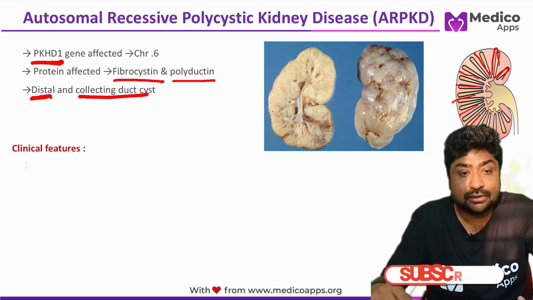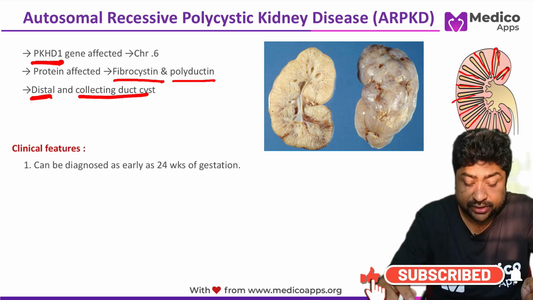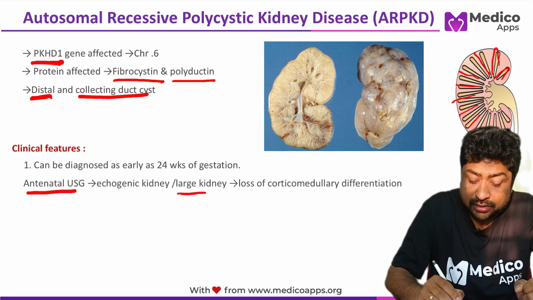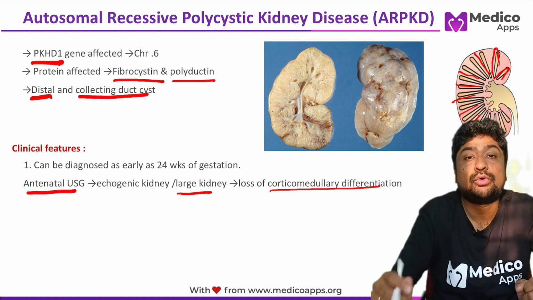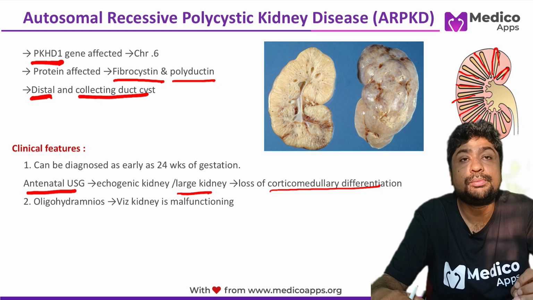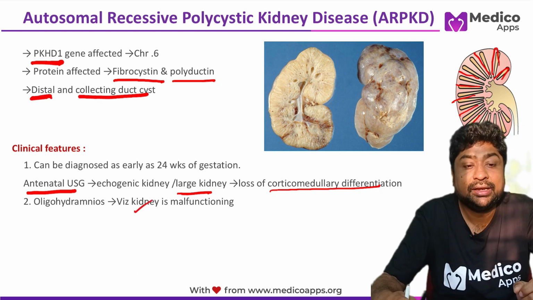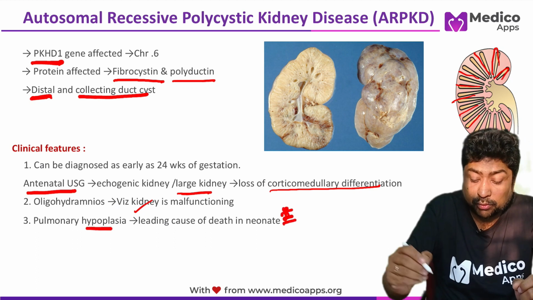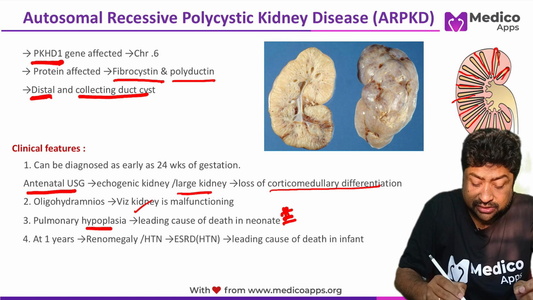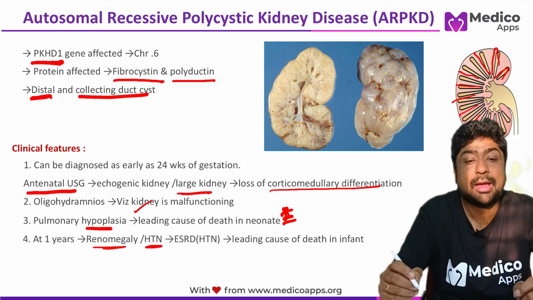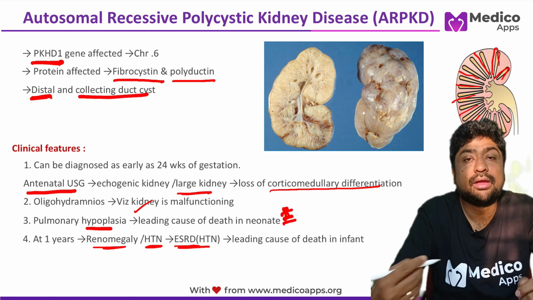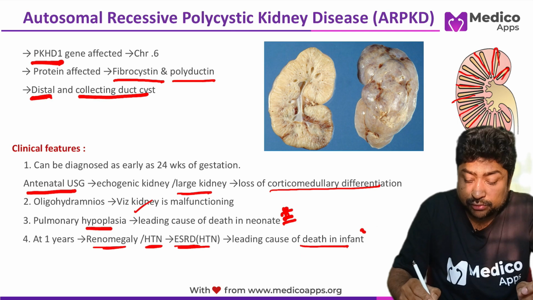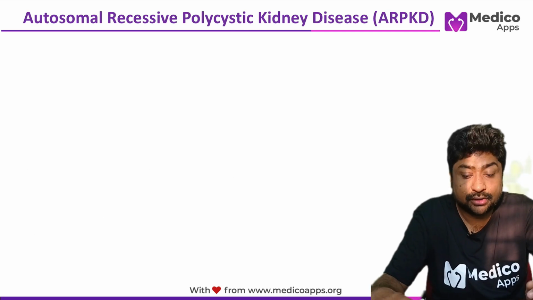They are generally diagnosed early, as early as 24 weeks of gestation. On antenatal ultrasonography, you can have large kidneys with loss of corticomedullary differentiation. There can also be oligohydramnios because of kidney malfunction. There can also be pulmonary hypoplasia, one of the most important causes of death in a neonate. These children will not only have renomegaly, but also hypertension, and they will reach end stage renal disease. This again is a very important cause of death beyond 1 year of age.